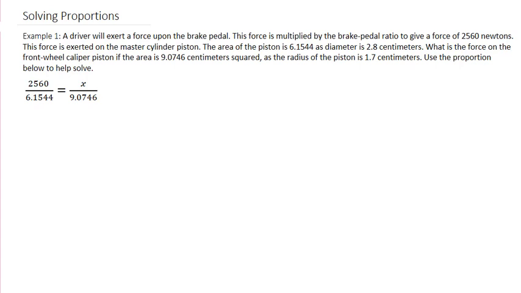Solving proportions. Example 1. A driver will exert a force upon a brake pedal. This force is multiplied by the brake pedal ratio to give a force of 2,560 newtons. This force is exerted on the master cylinder piston. The area of the piston is 6.1544 as the diameter is 2.8 centimeters.